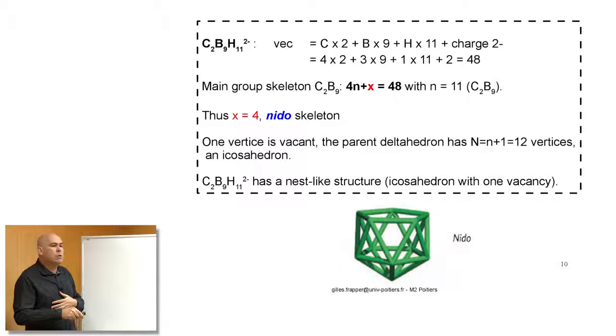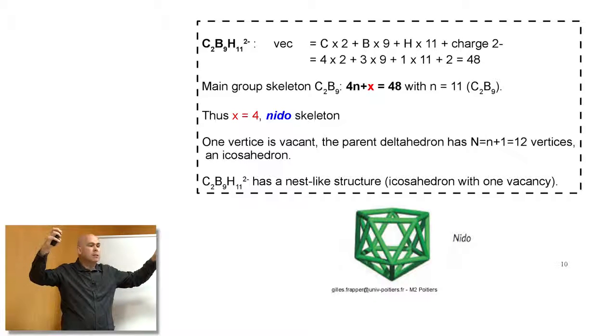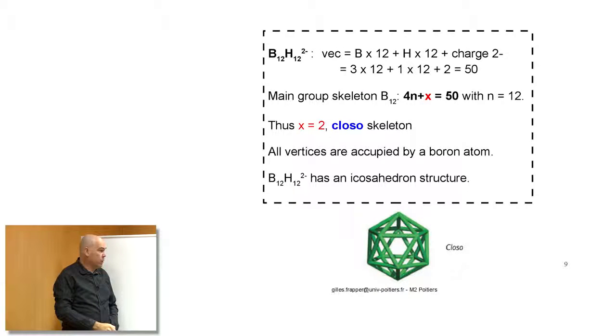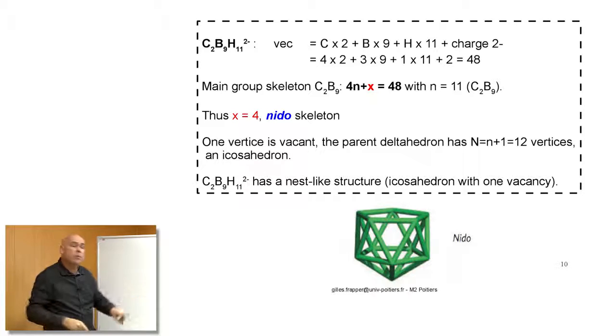What is the meaning of nido skeleton? You start from the closo and you remove one vertex. Let me show you. And you remove one atom here. So the C2B9H11 2- has this structure, actually, a nido one, what we call a nest-like structure. Icosahedron with one vacancy. And the vacancy is always the one which has the highest coordination, the highest atoms around. Okay?